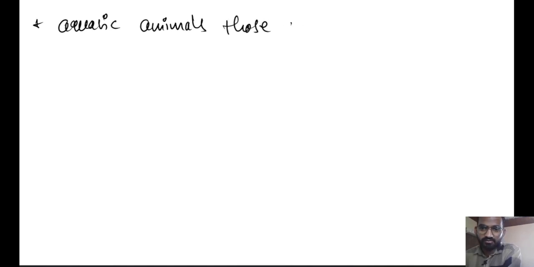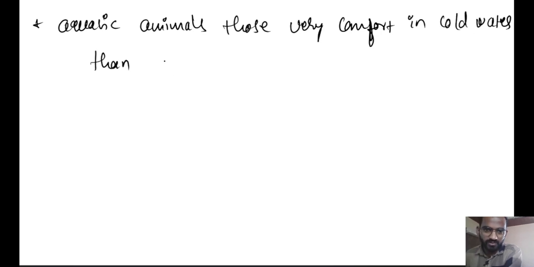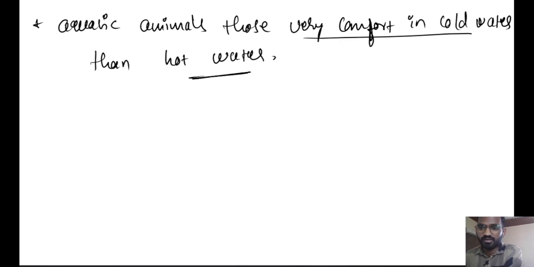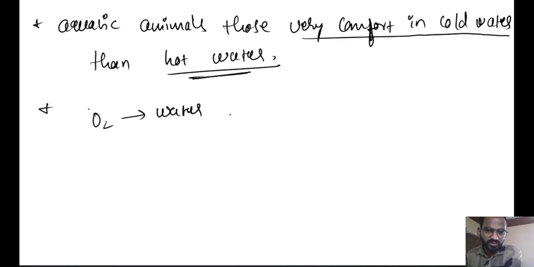So one point you have to remember: aquatic animals, those are very comfortable in cold water rather than hot water. Why? Because whatever dissolved oxygen is dissolved in water, if I am increasing the temperature, then oxygen will go out. If temperature increases, then oxygen will liberate out.